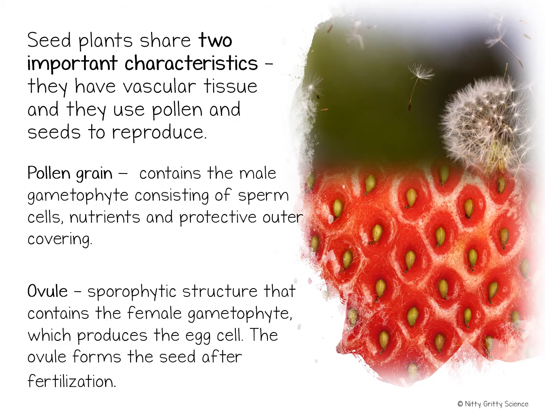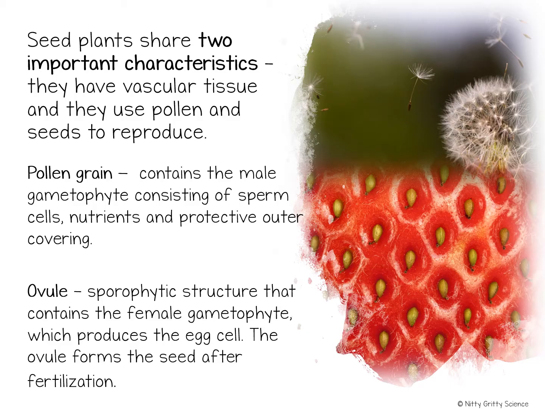Seed plants share two important characteristics. They have vascular tissue and they use pollen and seeds to reproduce. Seed plants also have body plans that include roots, stems, and leaves. And just like seedless plants, they have complex life cycles that include the sporophyte and gametophyte stages.